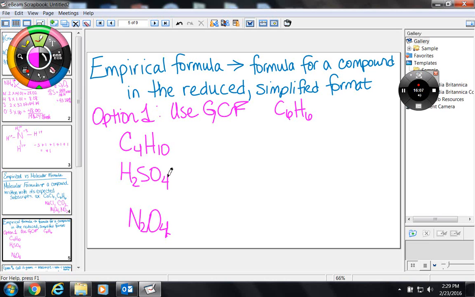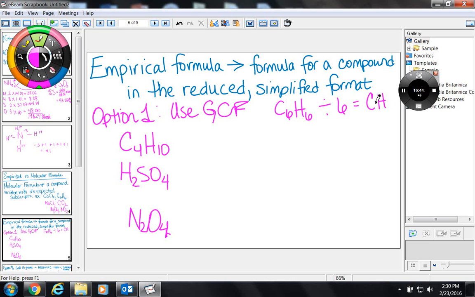What's the greatest common factor on C6H6 between those subscripts? 6 and 6. We're not looking at C4, we're looking at C6H6. So if you divide by the greatest common factor of the subscripts, which is 6, you can reduce that to CH. That would be the empirical formula.